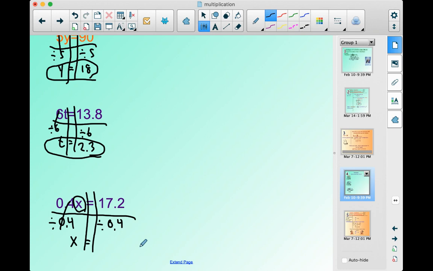17.2 divided by 0.4. Okay, let's review our decimal division skills here. Remember, it's okay to have a decimal here, but we don't want a decimal here. So if I have a decimal here, I'm going to move the decimal point over to make this a whole number. If I do that, I have to move the decimal one here as well. So this becomes 172 divided by 4.